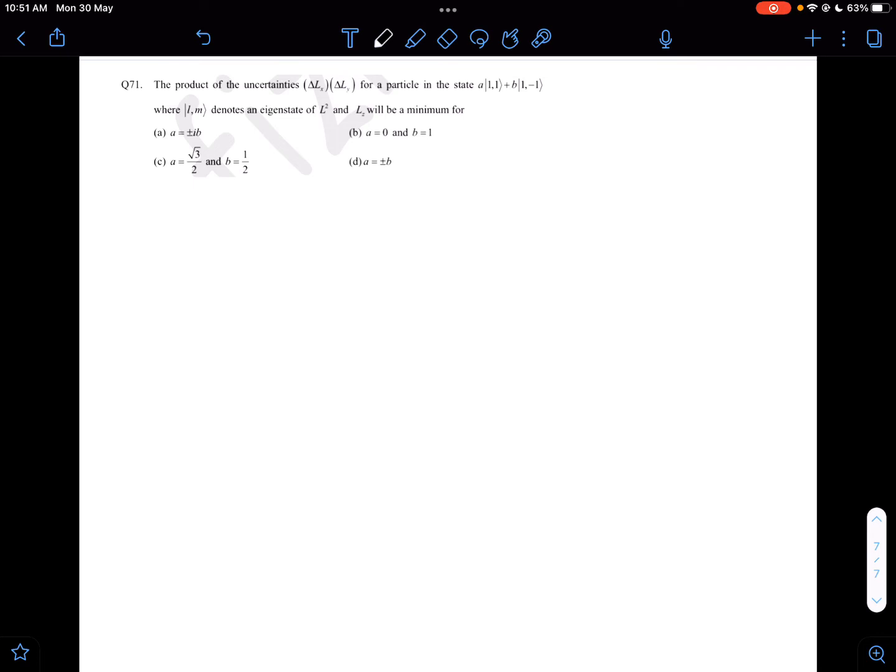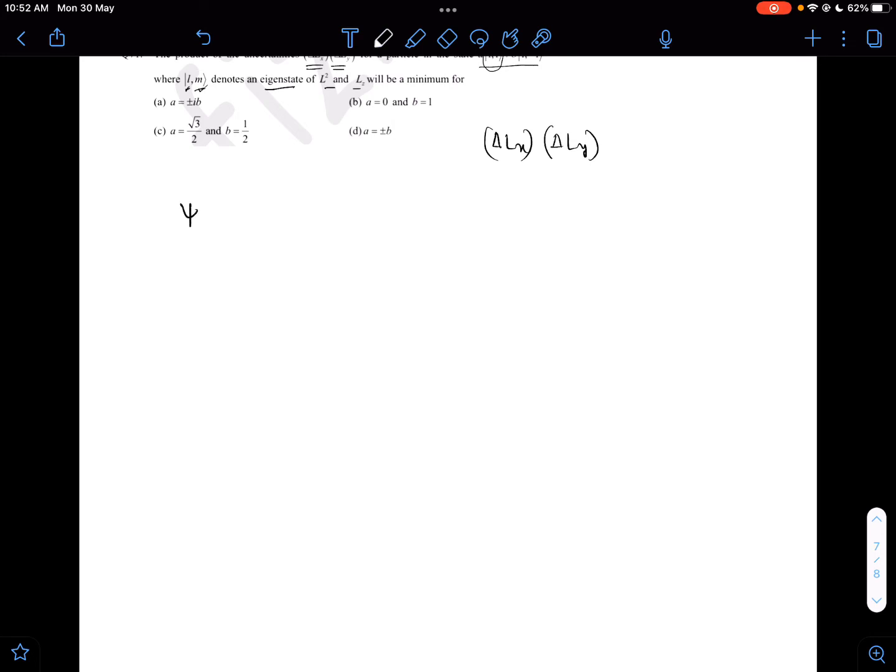Okay, now let us move to the fourth problem. We have to calculate the product of the uncertainties Lx, Ly for a particle which is in this state, where the 1 and 1 represent the L value and M value. Since this is |L,m>, this is an eigenstate of L square and Lz. So we have to find the relation between A and B, or the values of A and B, for which the product of these uncertainties Lx, Ly will be minimum.